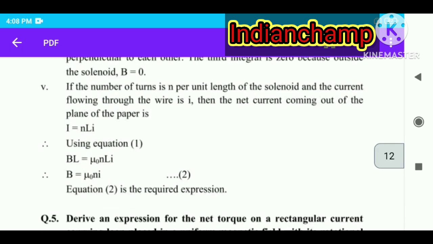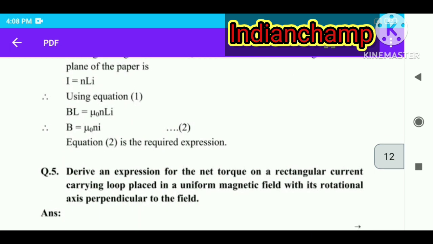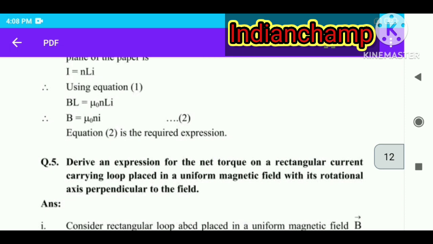Fifth, if the number of turns per unit length of the solenoid is n and the current flowing through the wire is I, the net current coming out of the plane of the paper is I is equal to nLI. Using equation first, BL is equal to mu0 nLI. Therefore, B is equal to mu0 nI. Equation second is the required expression.